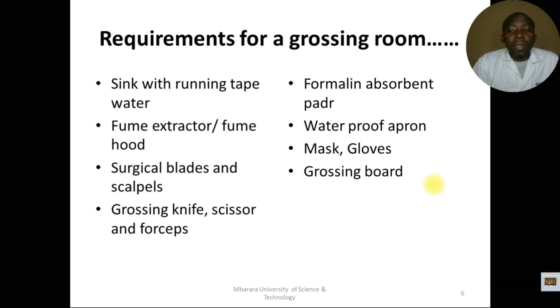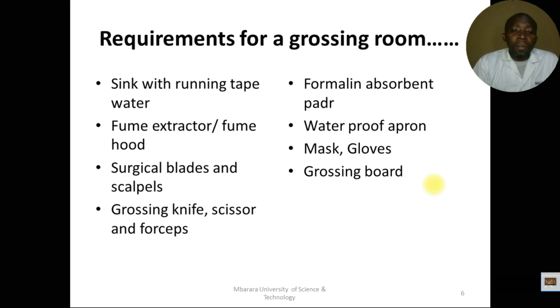We need surgical blades and scalpels, and these are important for cutting out small tissues or cutting open the tissue to see the inner surfaces of the tissue we have, or to do bread loafing, like when we have big samples, for example the breast. We may need to open it and cut it into small pieces so that formalin can properly enter and we have good fixing.